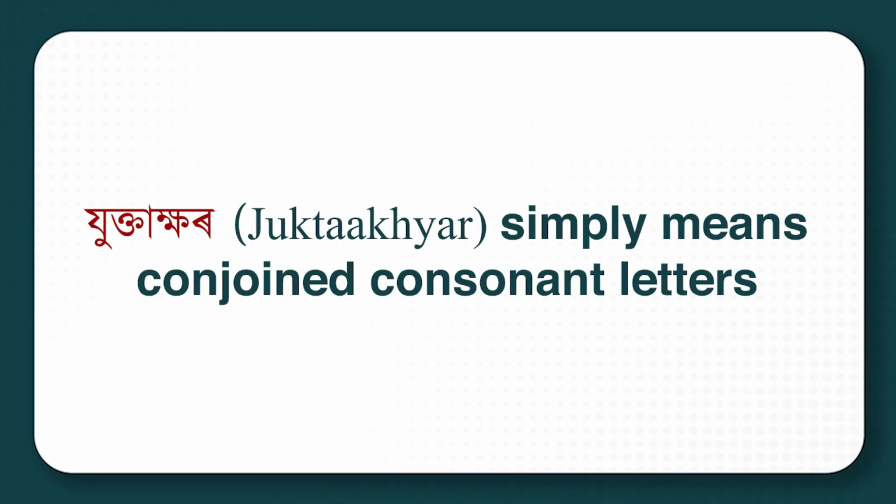So, let me tell you how clusters can be defined. Juktaikar simply means conjoined consonant letters. In Assamese, you will often find letters merged to create new sounds. When two consonant letters appear together without a vowel between them, the first consonant loses its inherent O sound and combines with the second consonant. This creates a cluster.